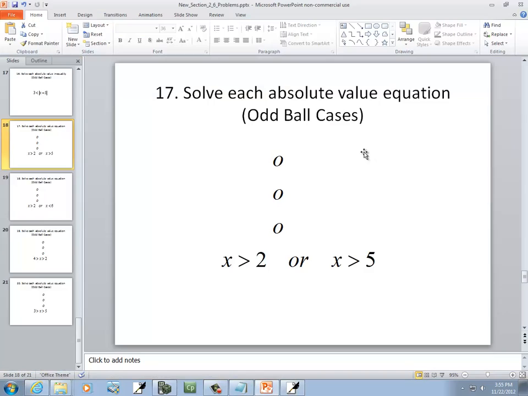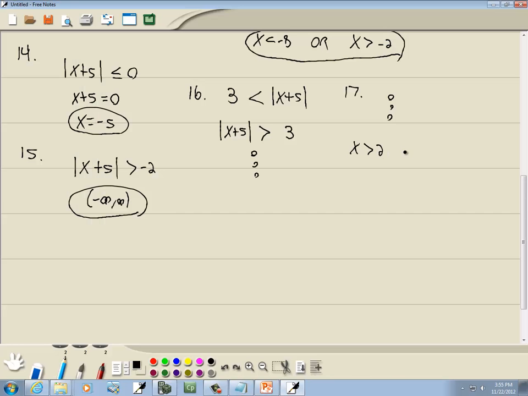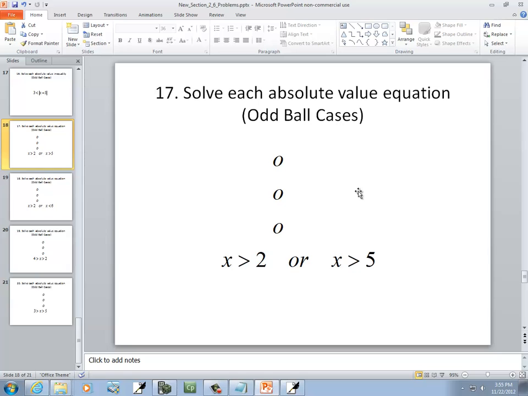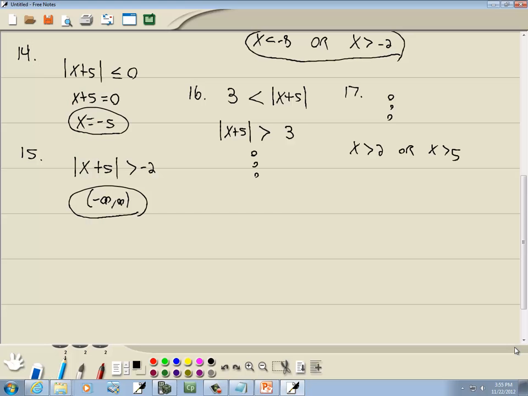Working some problems down, you come up with x is greater than 2 or x is greater than 5. You worked all your steps correctly, you look in the back of the book, and they appear to have forgot part of the answer. Let's graph this and just see. Here's 2, and here's 5. X is greater than 2. Well, that'd be shaded this way. X is greater than 5. That would be shaded this way.